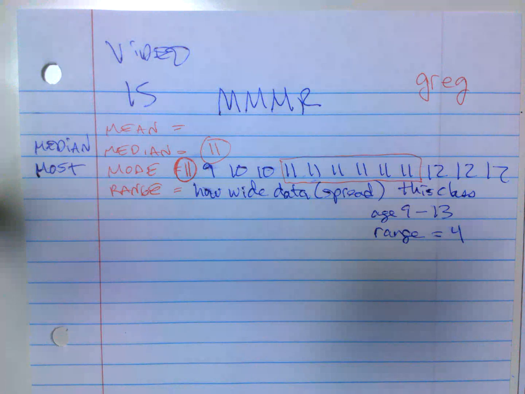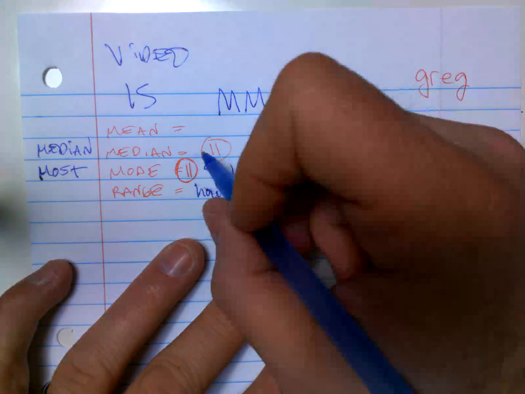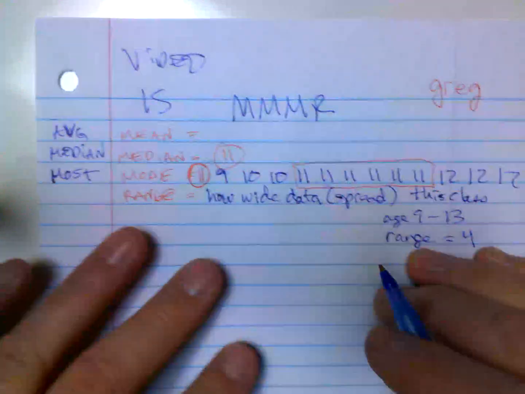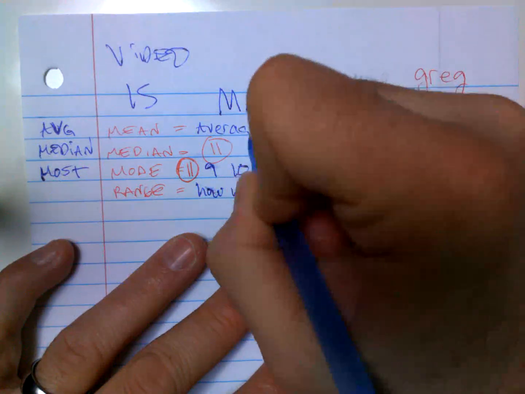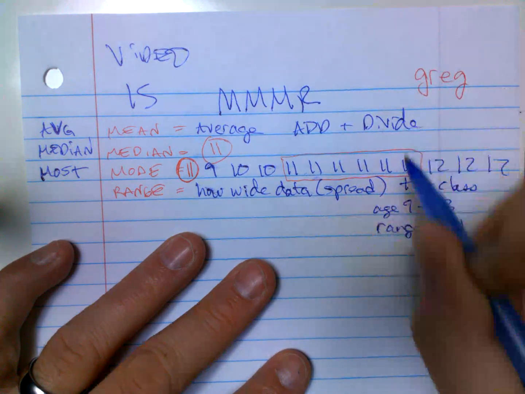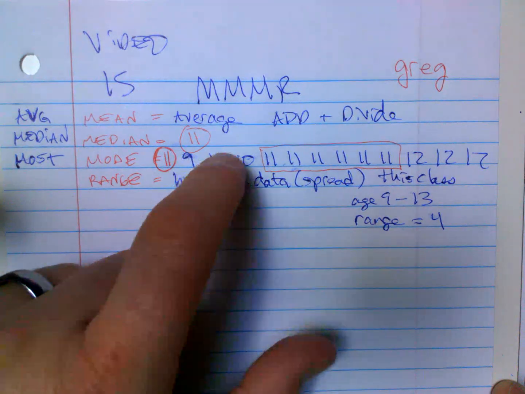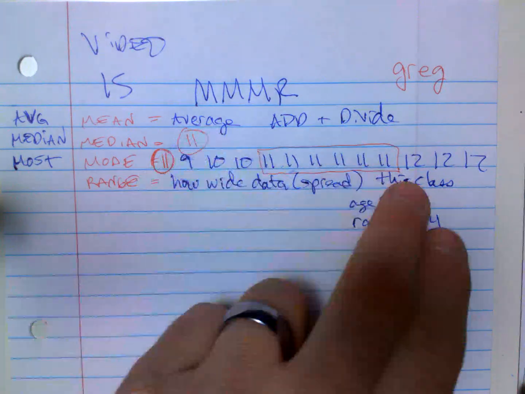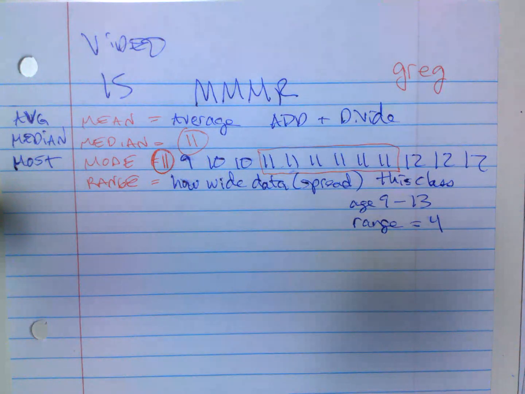Or 10.9. The mean is the average. They abbreviate it AVG. Okay, it's average. To find the average, you add and divide. I would add all these numbers and divide it by how many there are: 1, 2, 3, 4, 5, 6, 7, 8, 9, 10, 11, 12. So I would divide the grand total by 12, and that will tell me the average. I'm just making it nice and easy, okay?